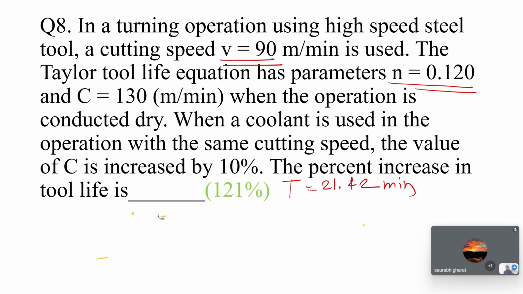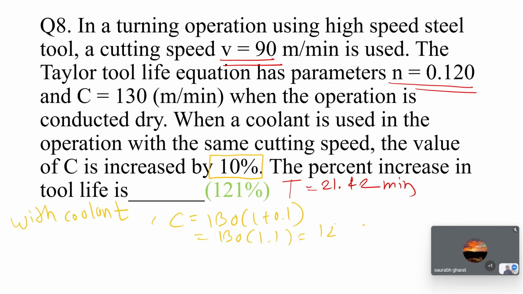So with coolant, I told you already that with coolant we will just do the same thing. What is changing here? The C is increased by 10%. So what is C increased by 10%? That is C will become 130 into 1 plus 0.1. That means your C will become 130 into 1.1, which is equal to 143. Then calculate your T now.